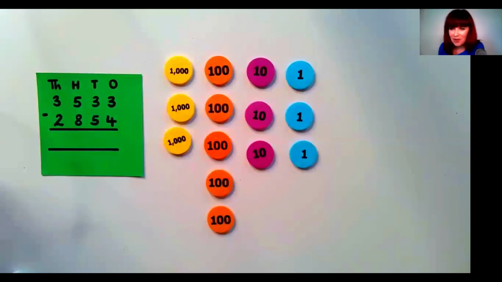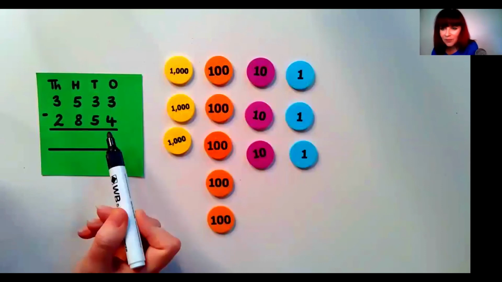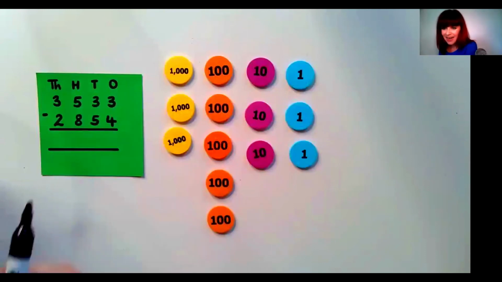So what I've got here is I've represented my first value, 3,533, and I need to subtract 2,854. So I start in my ones column. I've got 3 ones and I need to subtract 4 ones. That's going to give us a negative number, so I'm going to exchange.